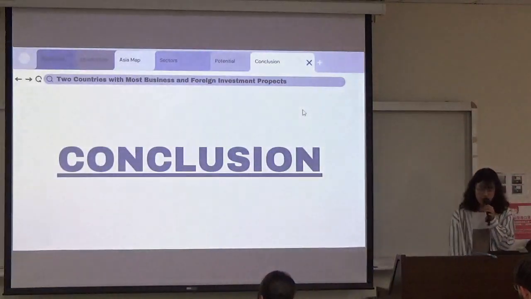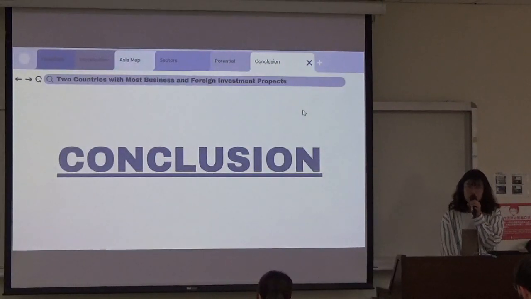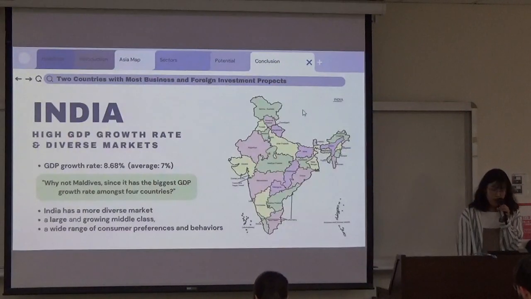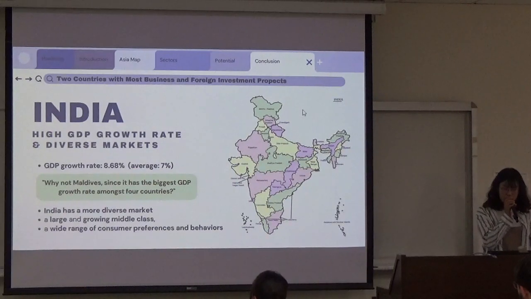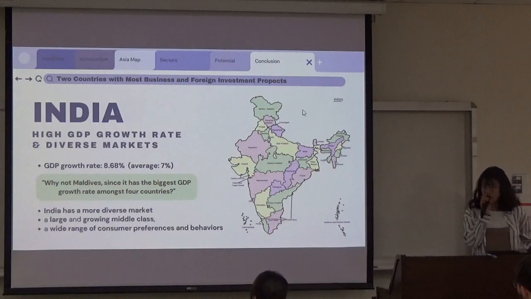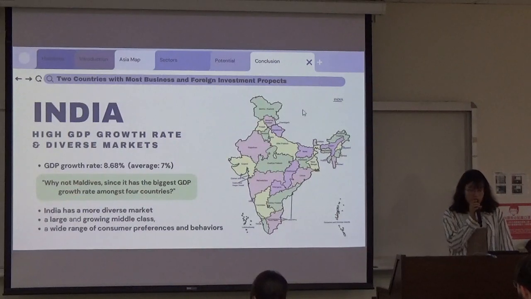So why are we going to choose India? There are 4 advantages of India. The first one is a high GDP growth rate and diverse markets. You may be wondering why we don't choose the Maldives since it has the biggest GDP growth rate among the 4 countries mentioned above. There are 3 reasons.